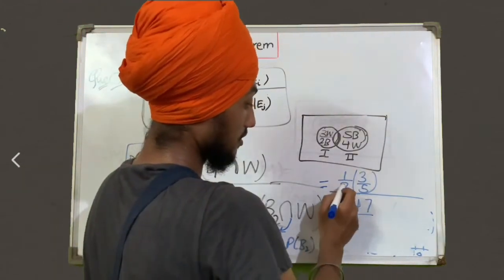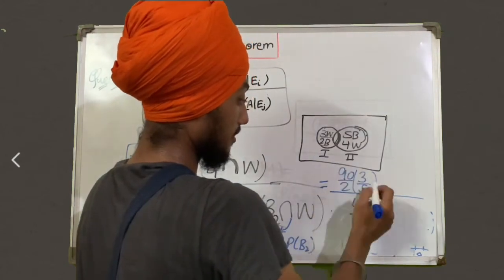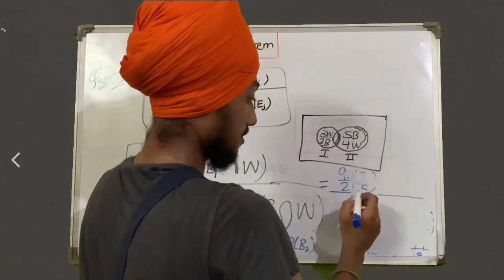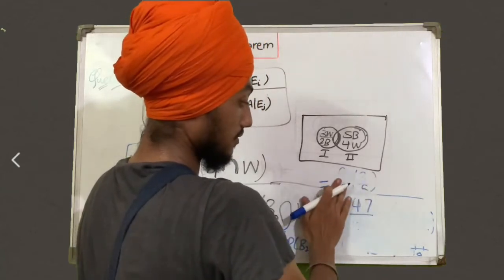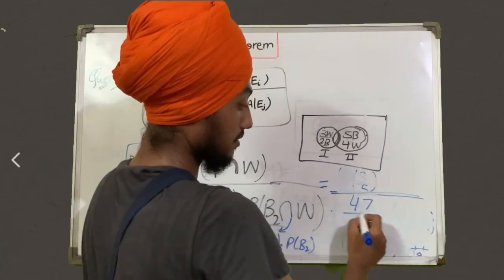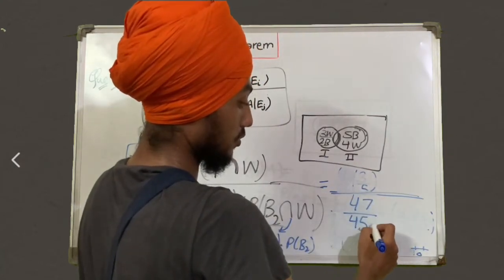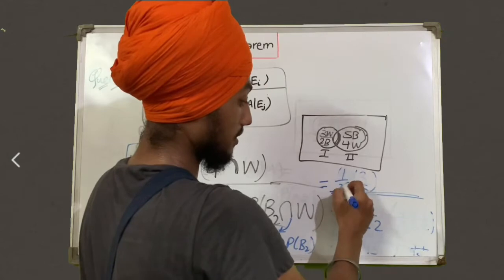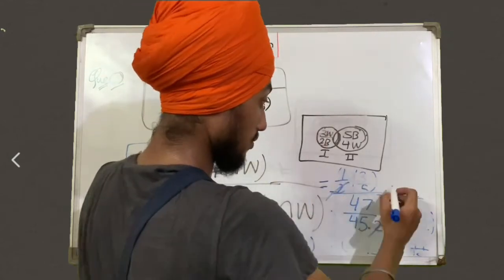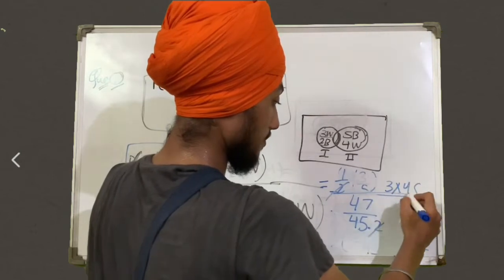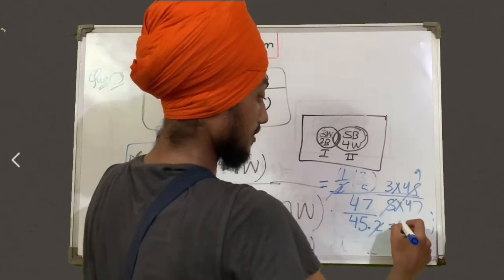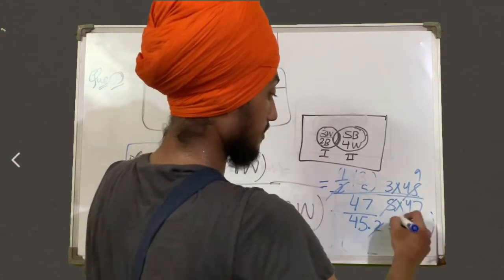So 90, 1 by 2 must be cancelled out from here. It is 47 upon 45 into 2, and it is 1 by 2, so it would be cancelled out. So it is going to be 3 into 45 upon 5 into 47, that is 9. This is 27 upon 47, our answer.